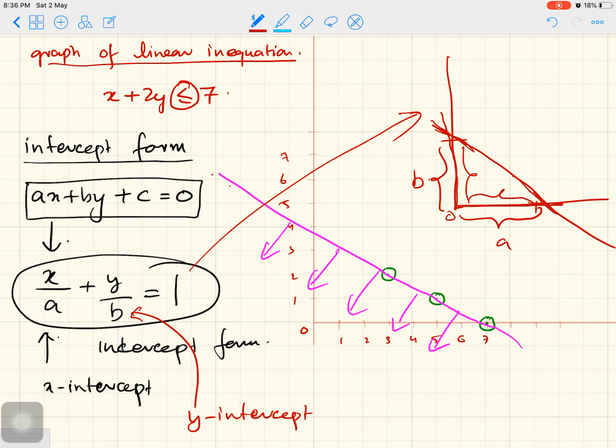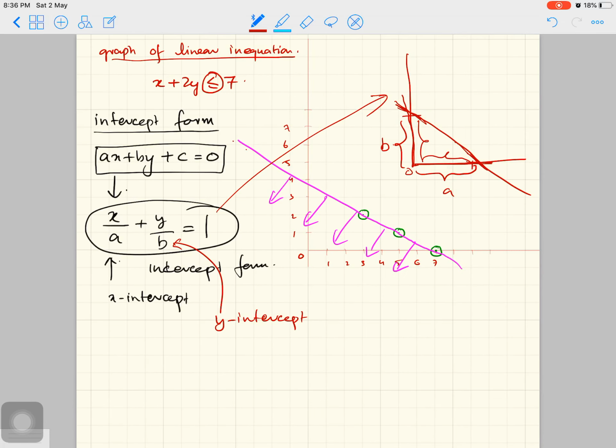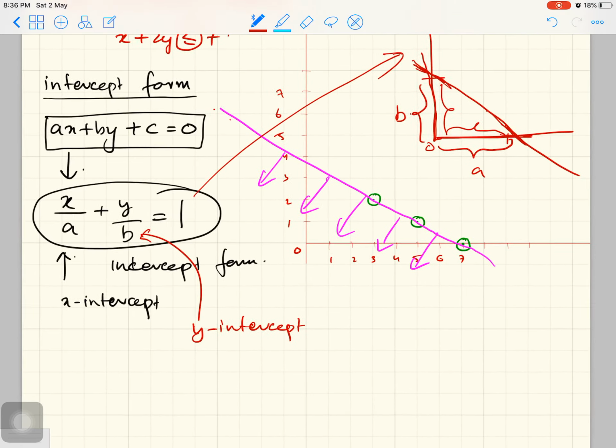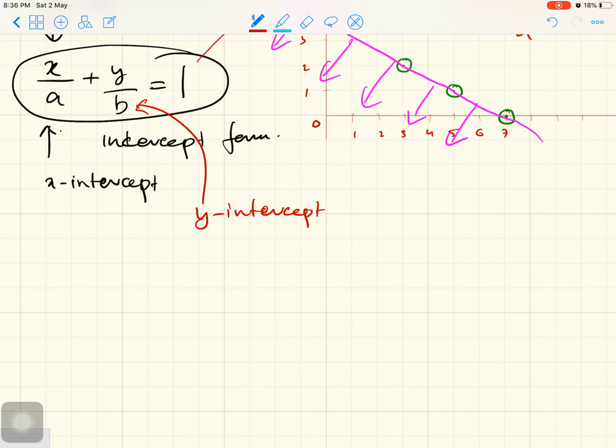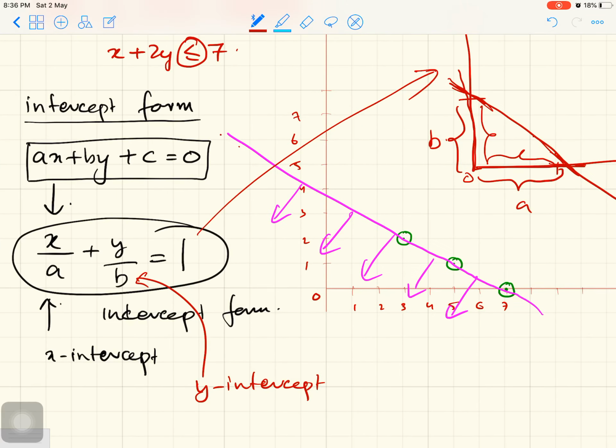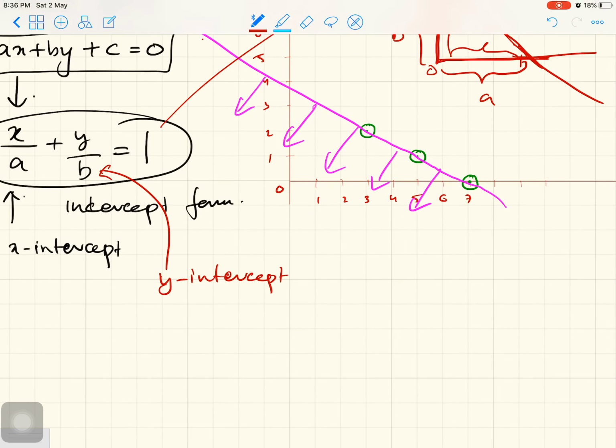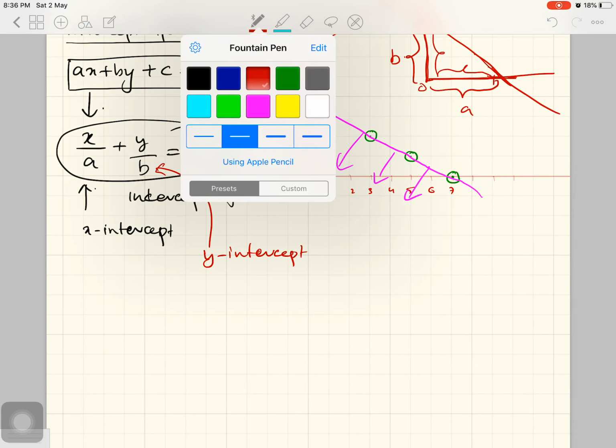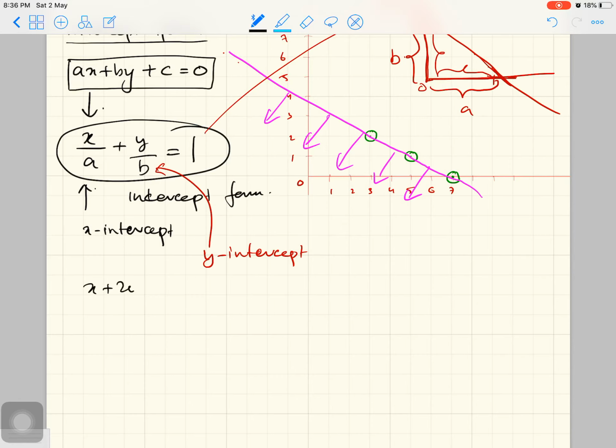Okay. Now, if I have to apply whatever I have taught you to the sum that we have just done, then how would it be done? Let's see. What was the equation that was given to us earlier? x plus 2y less than or equal to 7. That was my equation. So how do I convert it into this form here?